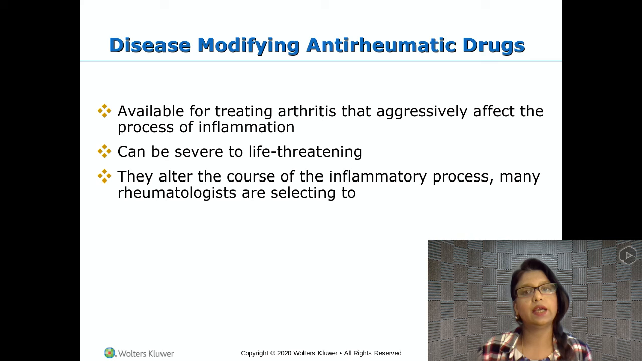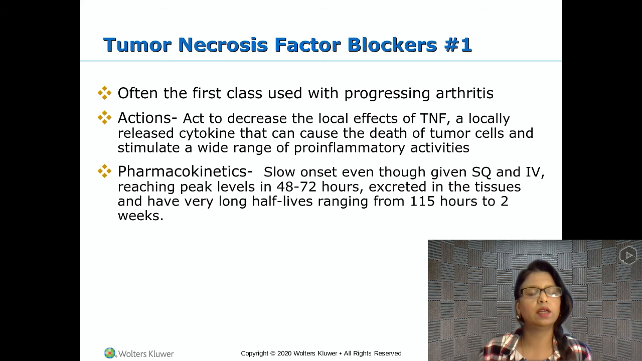Disease-modifying anti-rheumatic drugs are available for treating arthritis that aggressively affects the process of inflammation, which can be severe to life-threatening. They alter the course of the inflammatory process. They're given for arthritis. Tumor necrosis factor blockers.